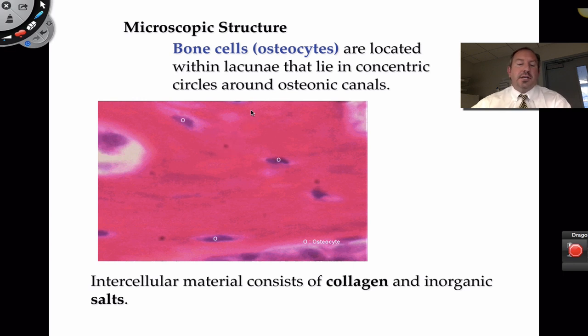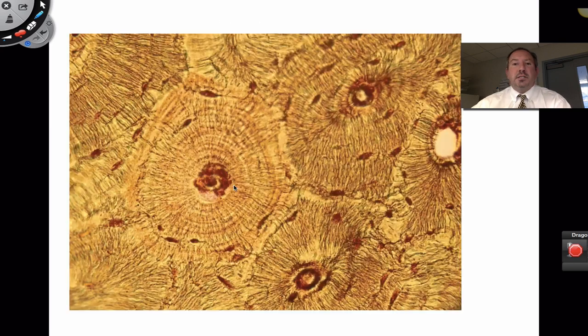What's in this matrix? Well, there's a lot of protein in bone. Truth be known, there's a lot of collagen fibers. But it's not just collagen, it's mineral salts. These mineral salts, like calcium salts and phosphorus, maintain rigidity, and this is where we store our mineral salts. These inorganic salts are stored in the matrix in between.